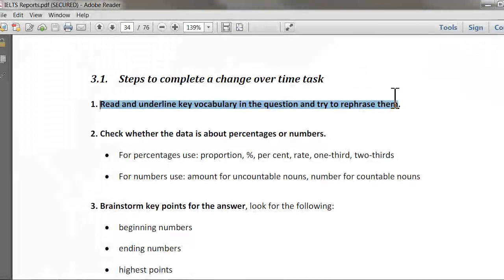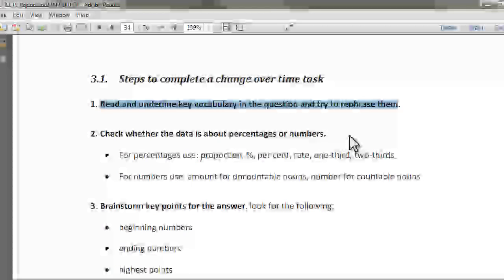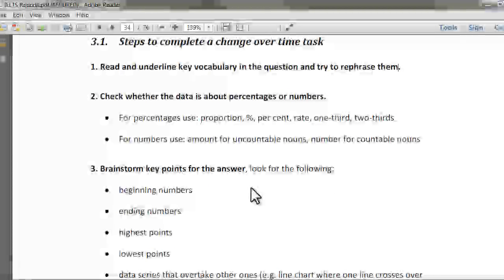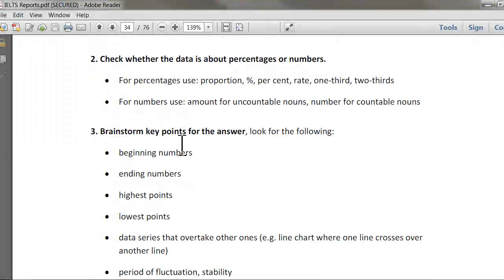Step one, always read and underline key vocabulary in the question. Try to rephrase them, just like with the essays. Okay, make sure it's about percentages or numbers. Don't get halfway through and then suddenly realize it's about percentages or it's about dollars or something.